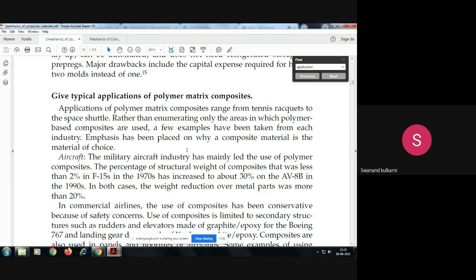classification of composite material, the terms which are associated with the composites, that fundamental things we have seen. Now we are coming to the end of this first chapter, the fundamental or basic of this composite material, which we are studying in the first chapter. Inside that, now we are coming to the last part of the first chapter, that is the applications of composite material. Is it okay?